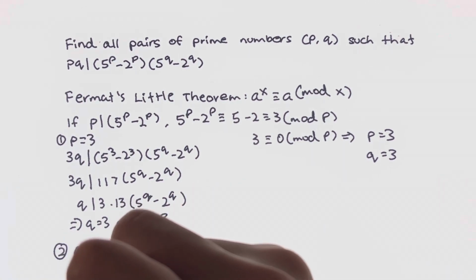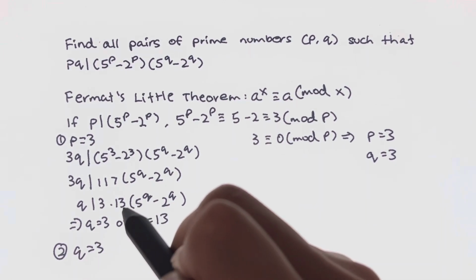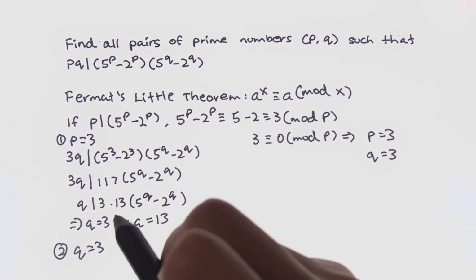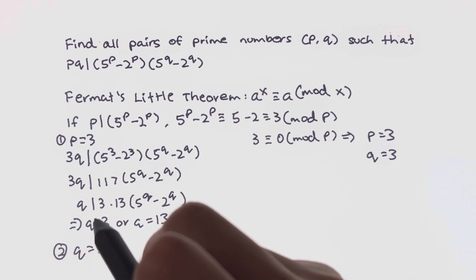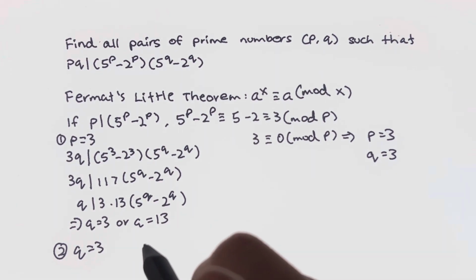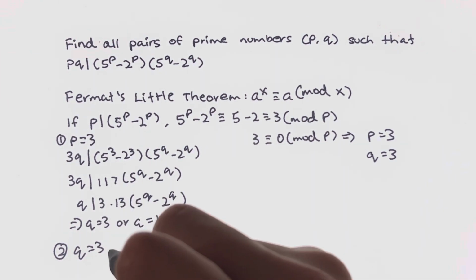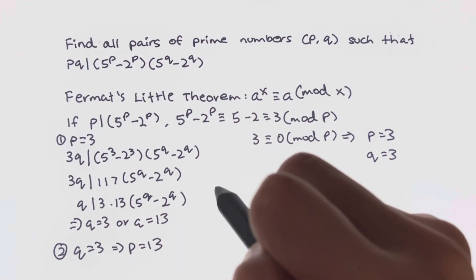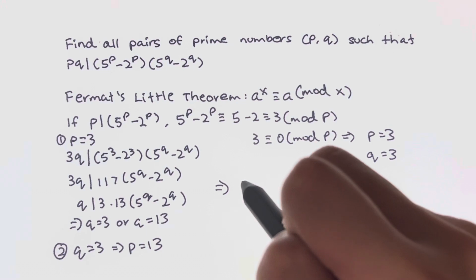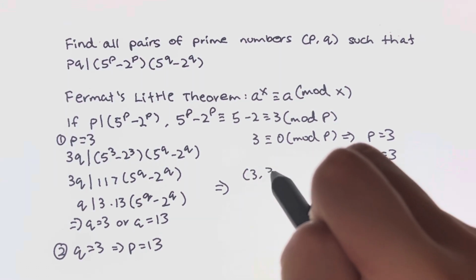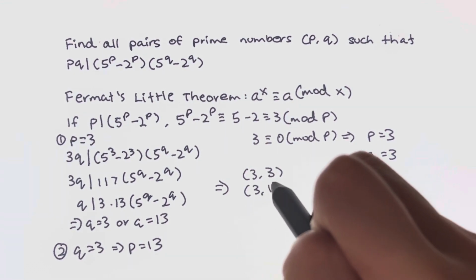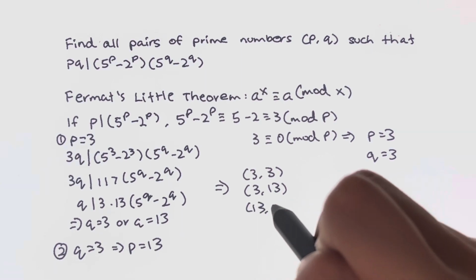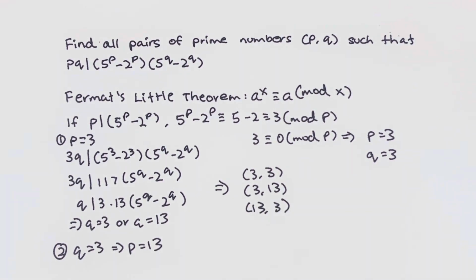The second case is q equals 3. By symmetry, since this problem is symmetrical, if q equals 3, by the same logic as the first case, we have p equals 13. So our answers are then 3, 3; 3, 13; and 13, 3. So that is how you solve this problem.